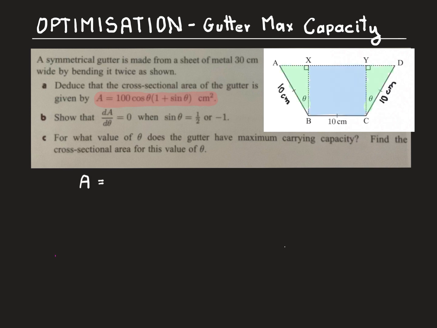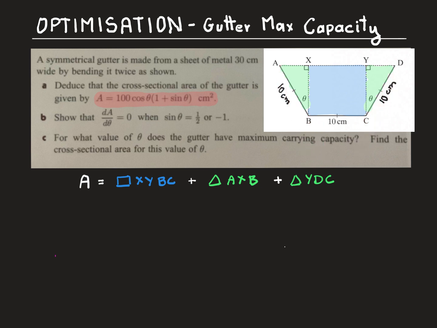in green. So the total area consists of that rectangle XYBC plus triangle AXB plus another triangle YDC. Okay, we know the length of BC, we also know CD, and we also know AB.